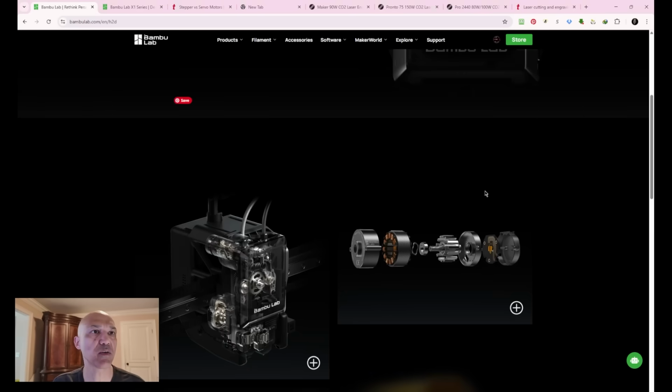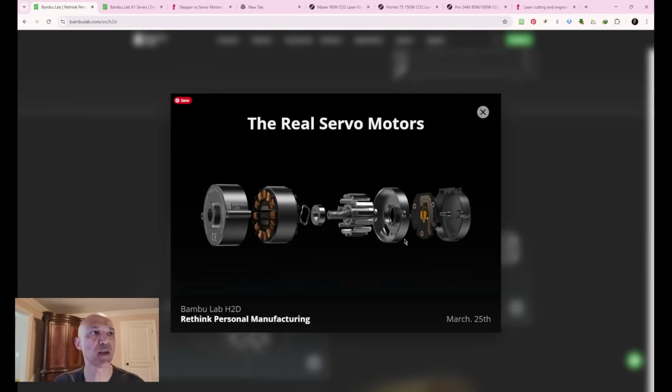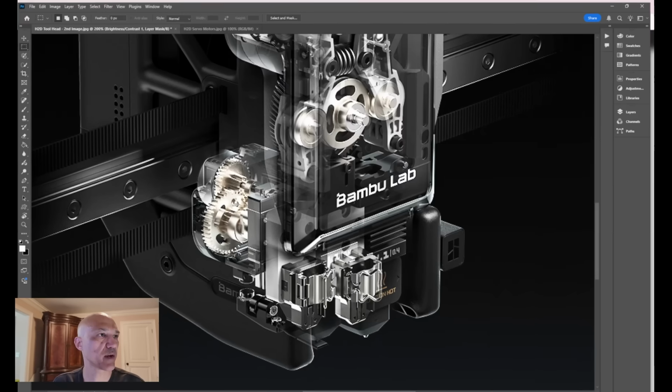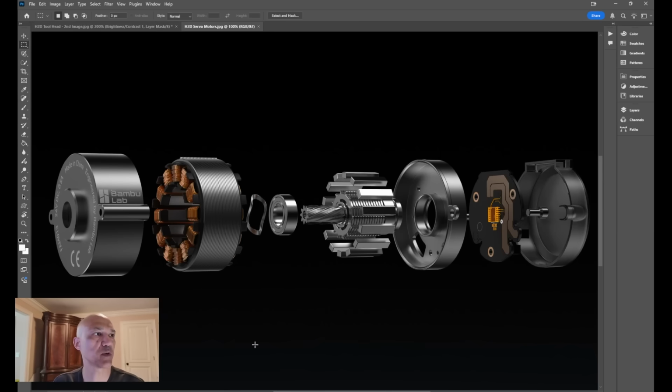So we're going to come back over to Bambu Lab's website, and this is the picture that they released early this morning, and it says the real servo motors. So again, let's go back over to Photoshop. We'll take a look at this one. Nothing ultra remarkable here. We can see that it says FAM013. It's probably the part number.